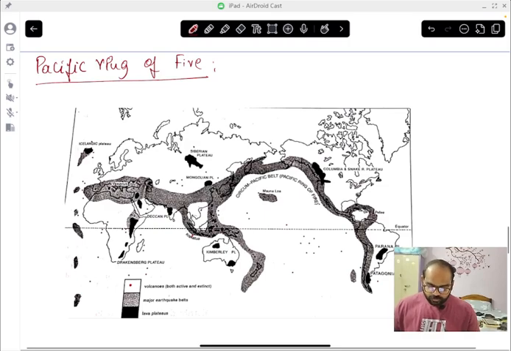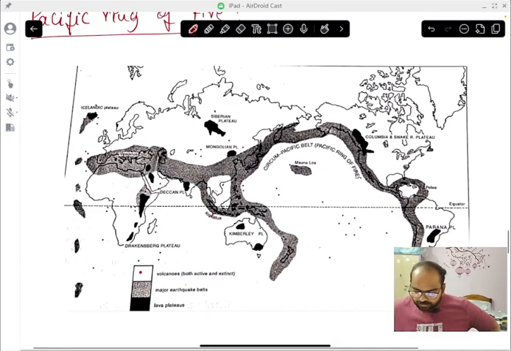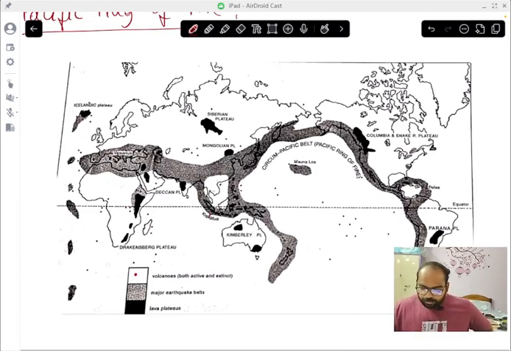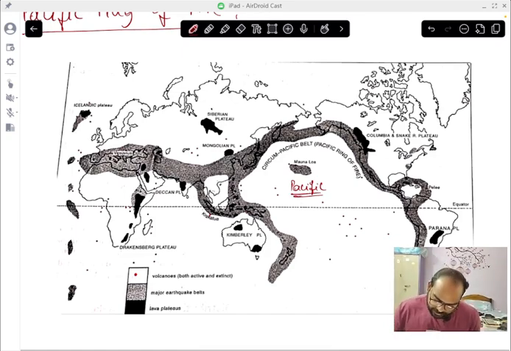It is nothing but volcanoes present on the earth. Okay, see, this is a specific question, right? Two-thirds of the volcanoes, 70% of the volcanoes, are present in this region only, in this belt. This is a continuous belt. See, the world's 70% of the volcanoes are present in this continuous Pacific belt.